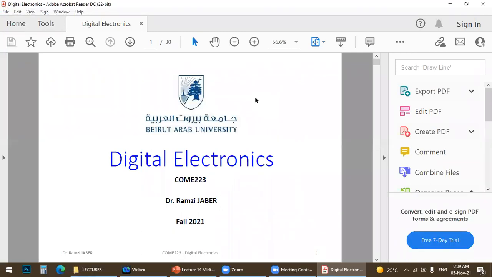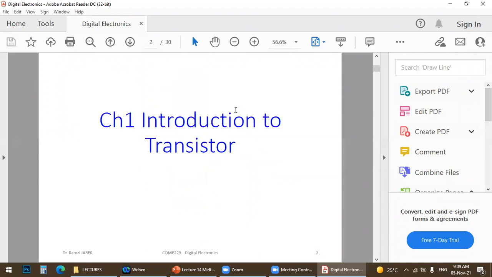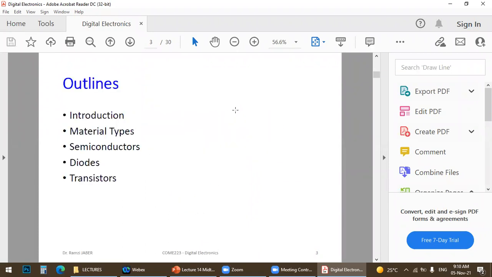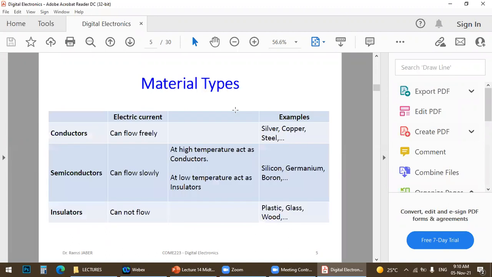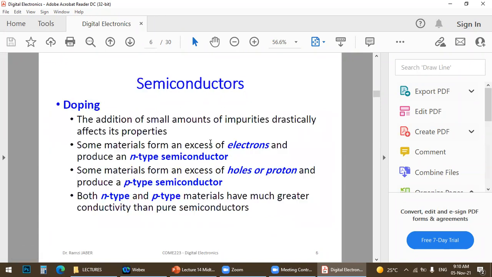You will have a question of 10 MCQs, multiple choice questions, from chapter 1 and chapter 2. So, introduction to the transistor as a fast revision. What is the material type inside a transistor? We have conductors, semiconductors, insulators. Read what semiconductors are and what doped semiconductors are, like in the transistor.